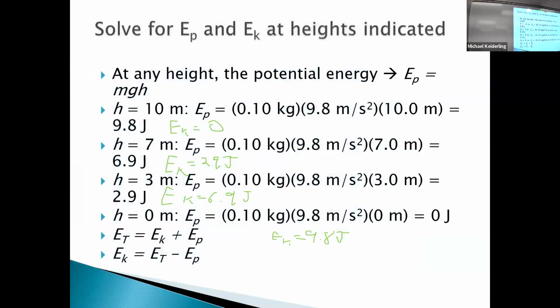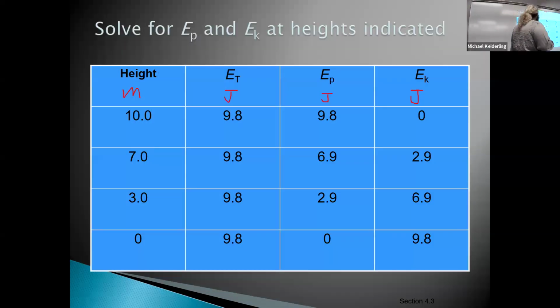What we will be doing in the lab is measuring kinetic and potential energies and seeing that the total is vaguely the same. There's a lot of errors when we actually do this in the real world in the lab, because we're not measuring very well. So that's fine.